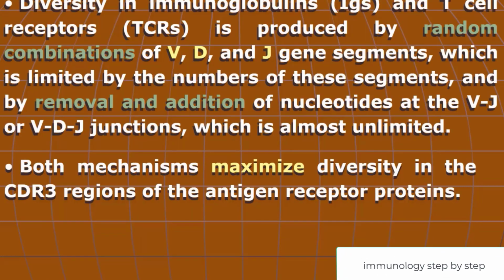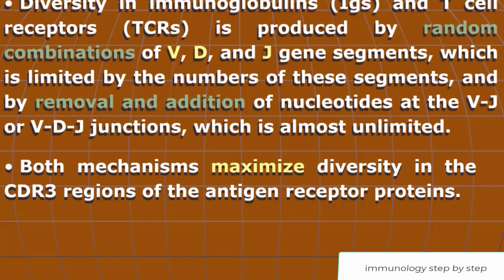Diversity in immunoglobulin (Ig) and the T cell receptor is produced by random combination of V, D, J gene segments, which is limited by the number of these segments, and by removal and addition of nucleotides at the VJ or VDJ junction, which is almost unlimited. By animation you can understand this better. We'll show this in animation.